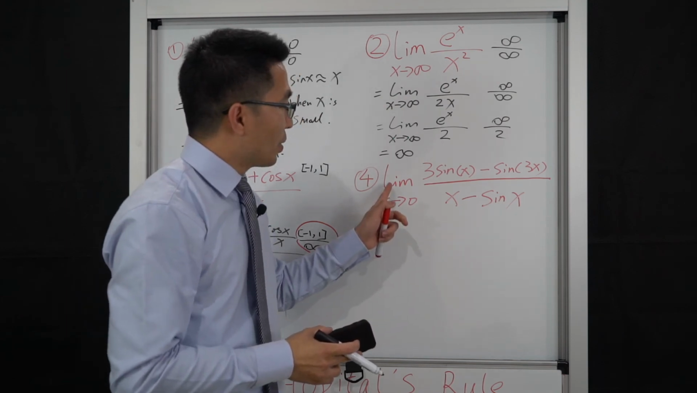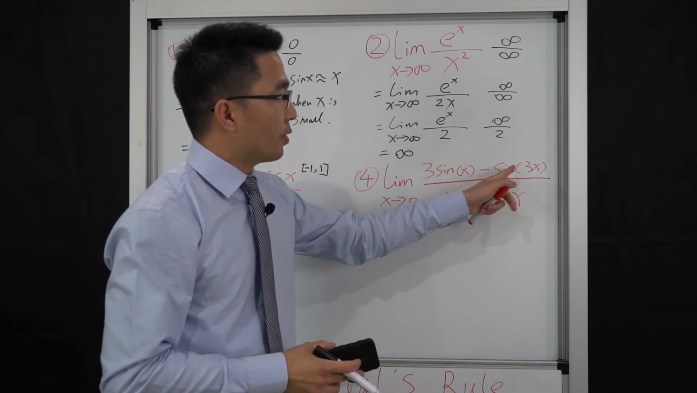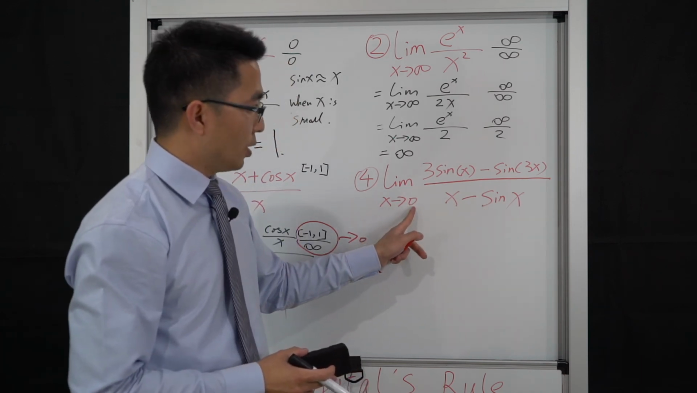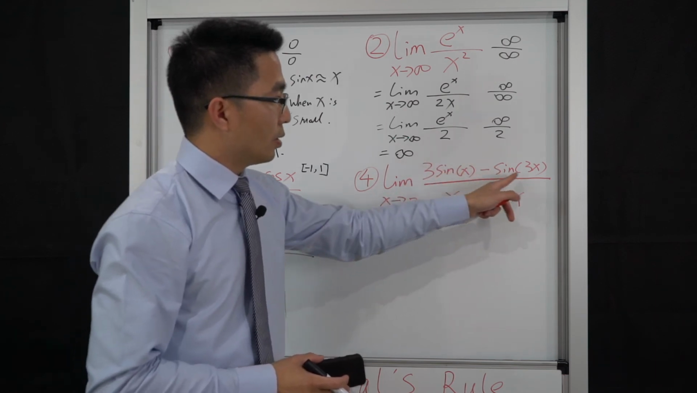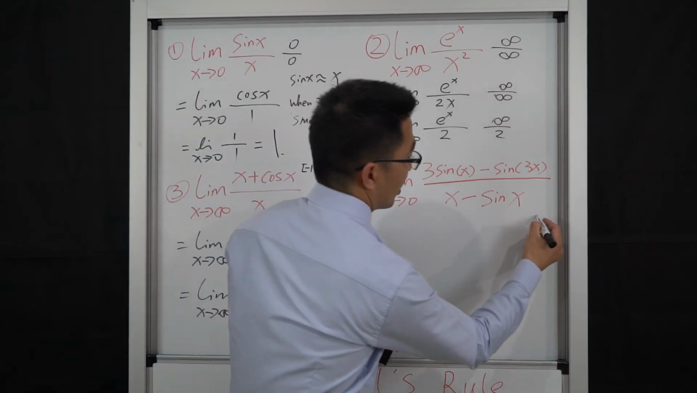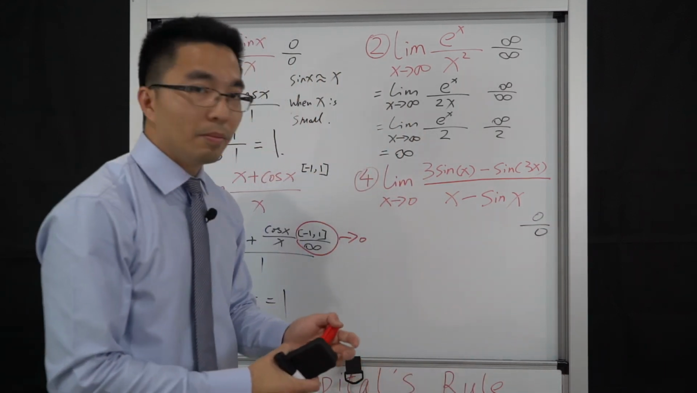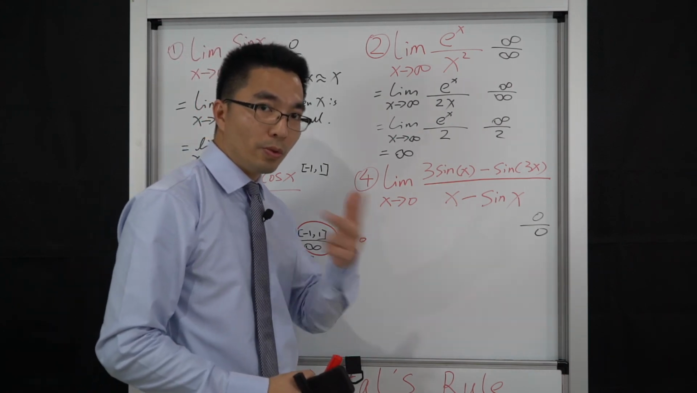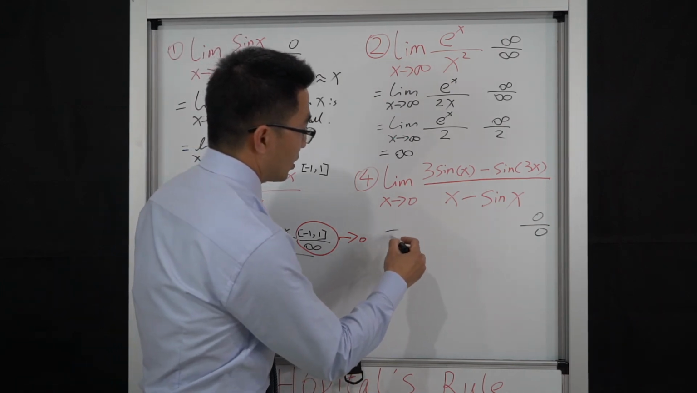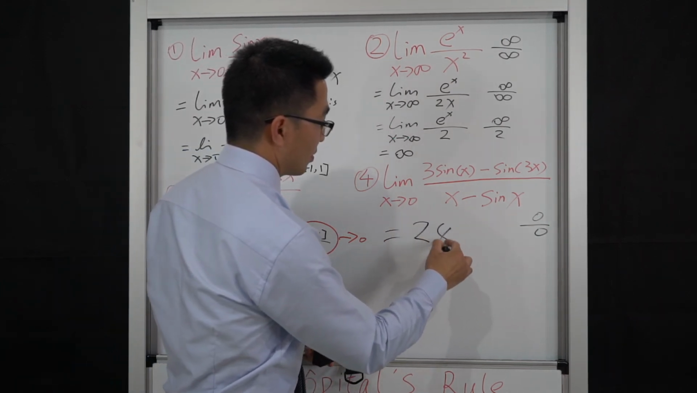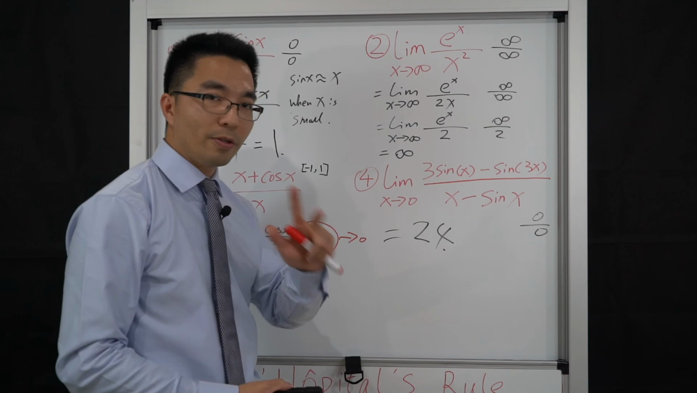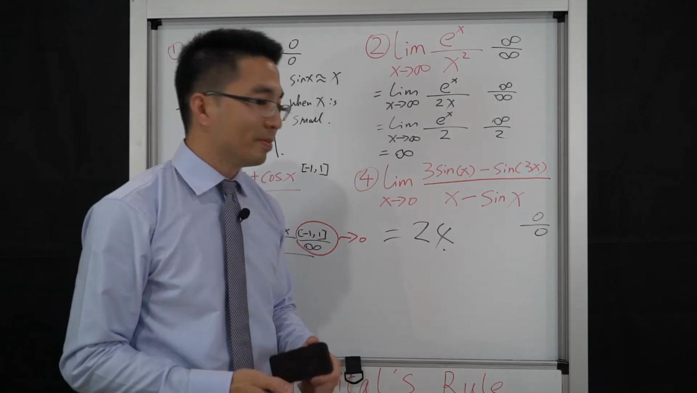The limit of 3 sin x minus sin 3x, divided by x minus sin x. When x approaches 0, we have 0 minus 0 over 0 minus 0, so this is a 0 over 0 form. But we need to apply L'Hopital's rule 3 times to find the limit. The final answer is 24. You can try this question on your own. So the final answer is 24 after applying L'Hopital's rule 3 times.